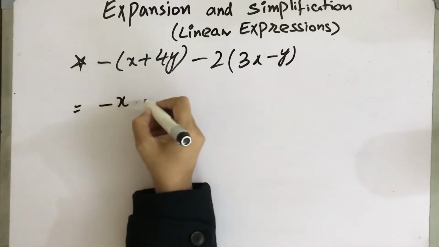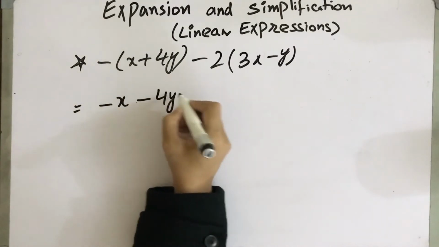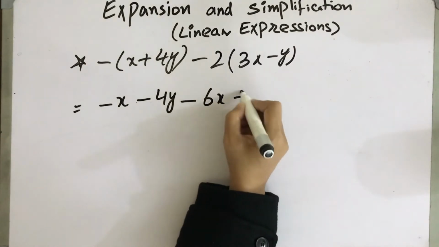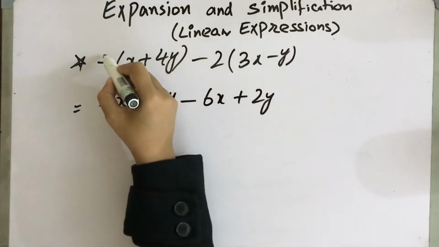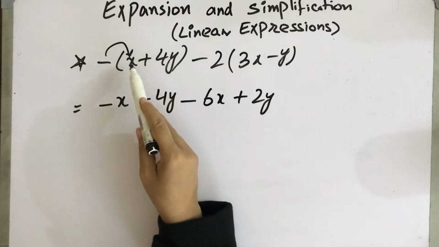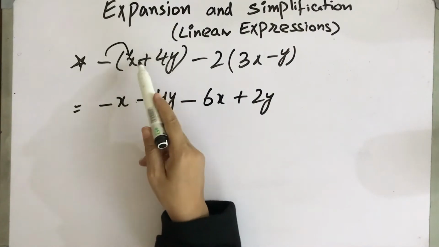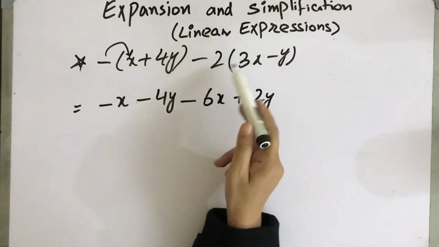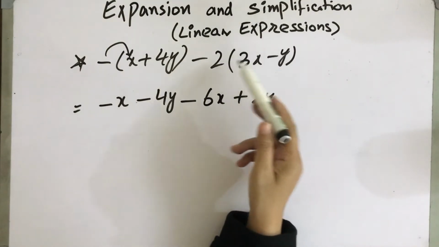Minus x minus 4y minus 3 times 6x plus 2y. Minus sign will change the inner sign. X was positive, now negative. 4y was positive, now negative. 3x was positive, now 3 times 6 is negative. Y was negative, now positive.